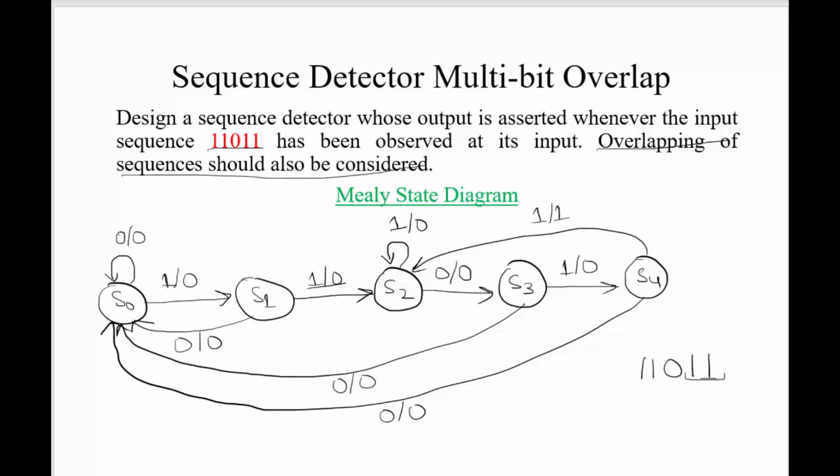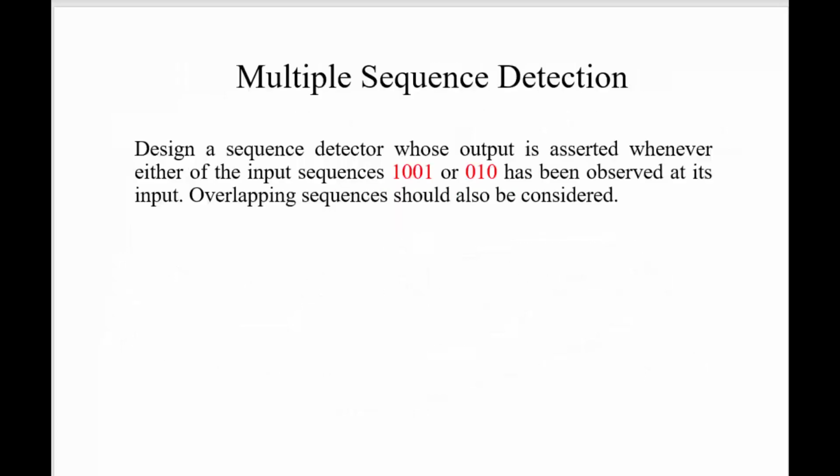ठीक है. So this is a Mealy type finite state machine for our desired sequence 11011. Let's go to our final problem, the sequence detection problem that we want to learn in this particular lecture, which is multiple sequence detection. तो यहाँ पे आप देख रहे हैं कि the statement starts with: design a sequence detector whose output is asserted whenever either of the input sequences 1001 or 010 has been observed at its input. And overlapping sequences should also be considered.